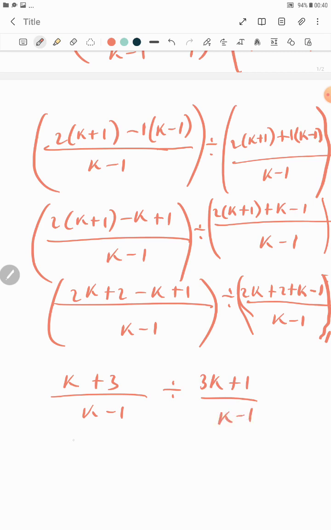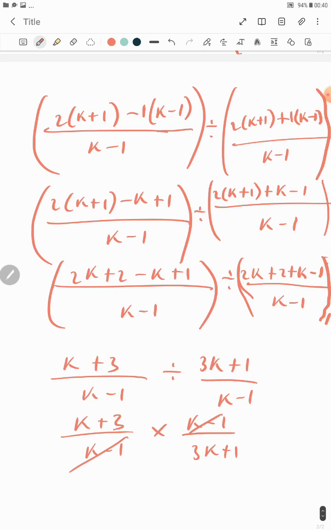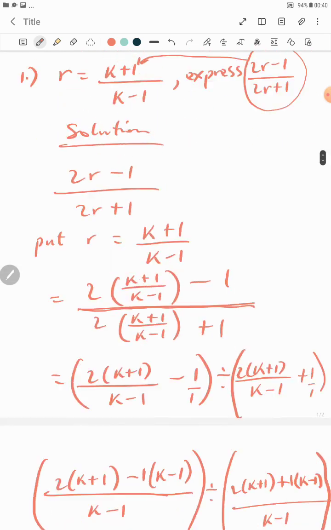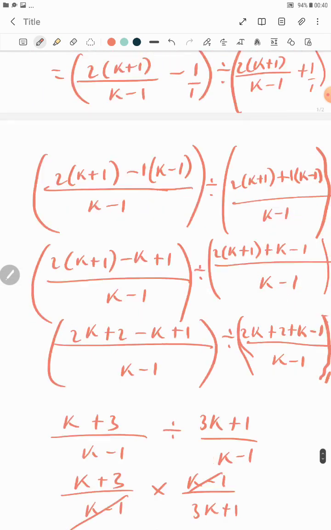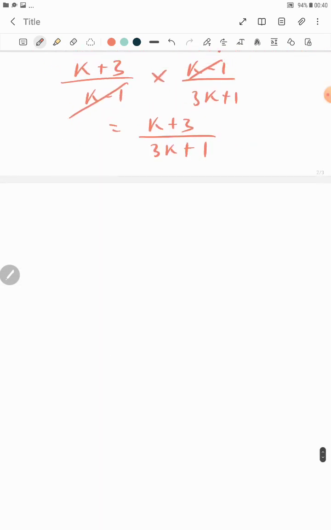So let's change division to multiplication. We have K plus 3 over K minus 1 times K minus 1 over 3K plus 1. So this cancels this, and that gives us K plus 3 over 3K plus 1. What does that mean? It means that 2R minus 1 over 2R plus 1 equals this. You can see in our final answer, it is only K that appears.